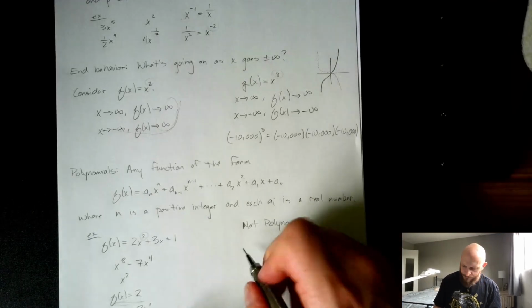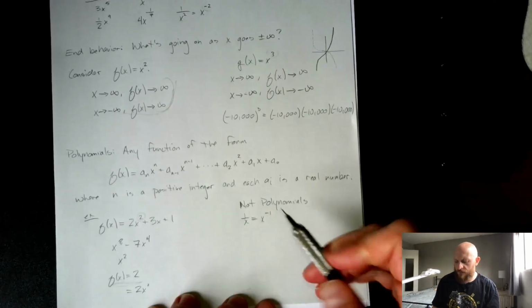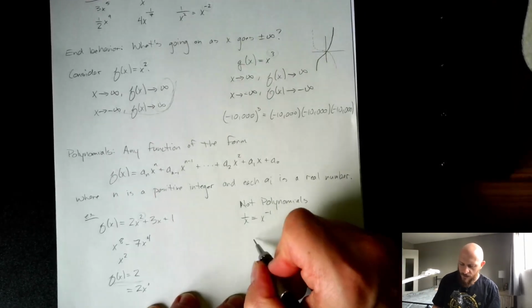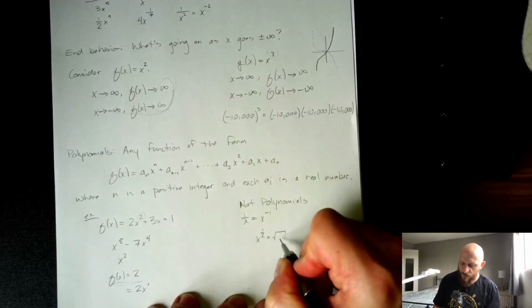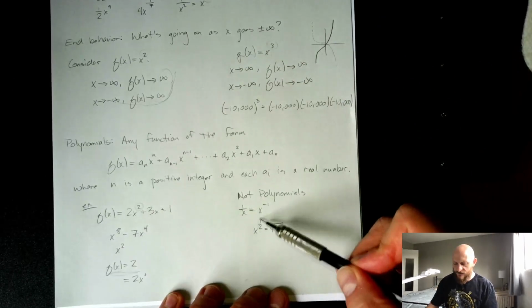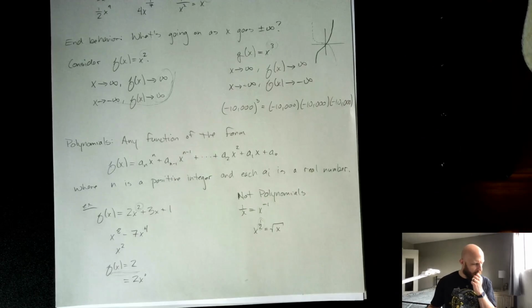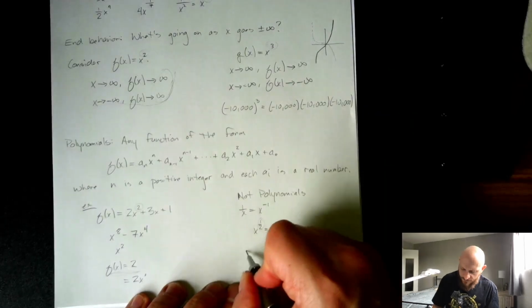Something like 1 over x to the negative 1, because that is negative. x to the 1/2, which is the same as the square root of x. Yeah, that's not a polynomial because this is not an integer. Any other good examples? Nah, that's about it. Well, I guess this one maybe.